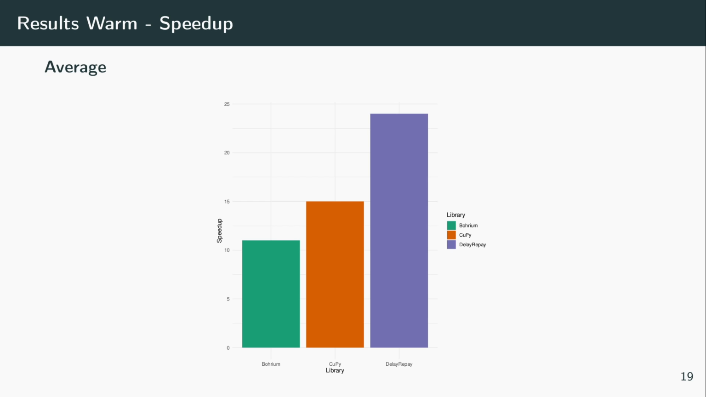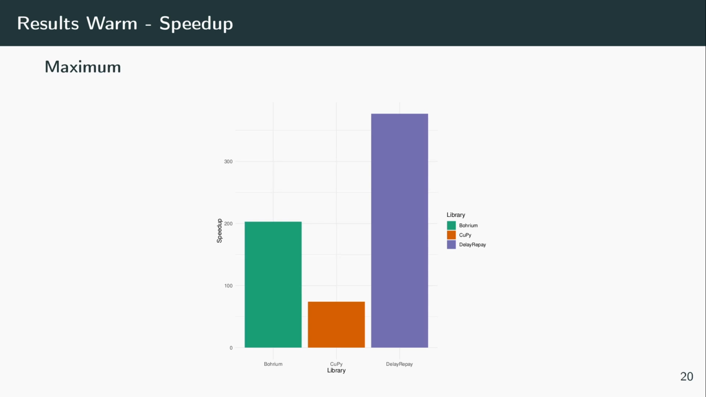Using the geometric mean, Bohrium has an average speedup over NumPy of 11, CuPy 15, and DelayRepay the best with 24. Over all the benchmarks, Bohrium has a maximum speedup of 203, CuPy 74, and DelayRepay again the best with 377.